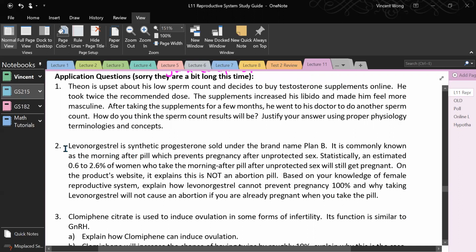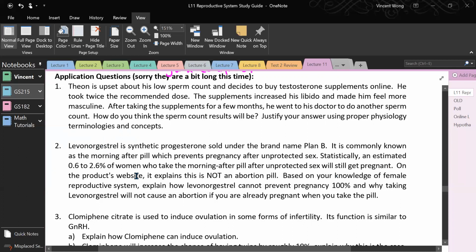All right, next one. There is a very complicated drug name. I always forget how to pronounce this. I'm not even going to try, to not embarrass myself. But there is a drug, and it's synthetic progesterone. This is for real. If you look it up online, you will find this. It is sold under the brand name Plan B. What is it used for? It is commonly known as the morning after pill, which prevents pregnancy after unprotected sex. Statistically, an estimated 0.6 to 2.6% of women who take the morning after pill after unprotected sex will still get pregnant. On the product's website, I actually looked it up.